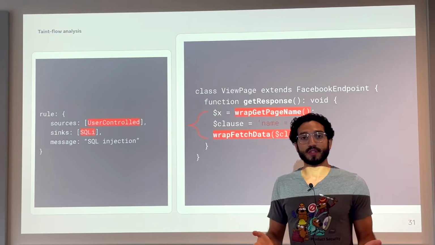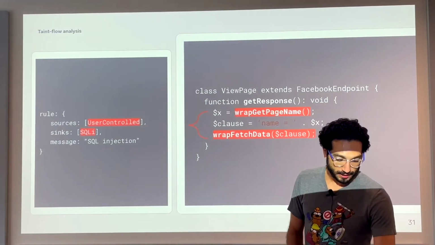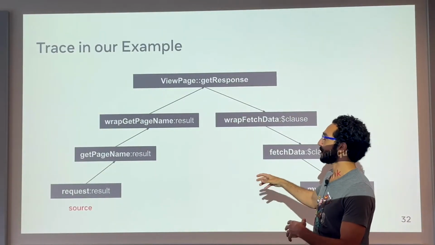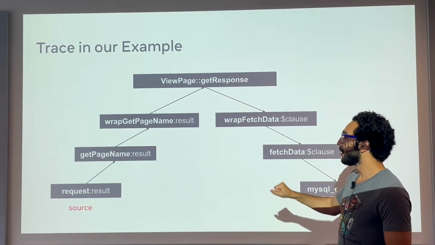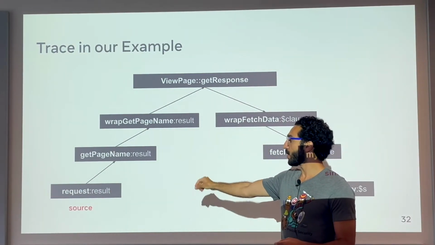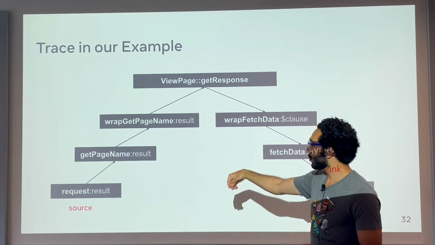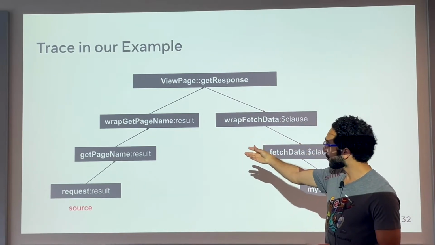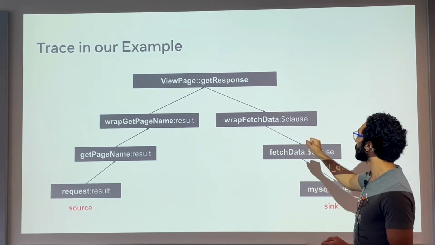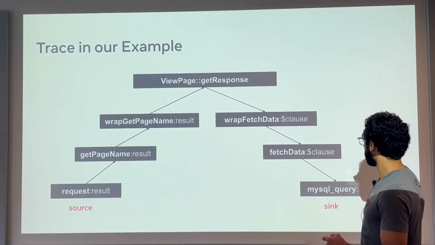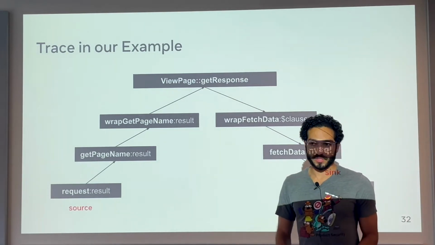To see everything in one slide, you have the trace here. A trace is how the data is flowing from a source to a sink. We start from the bottom left, request returns a source, which forwards that to get page name, which forwards that to wrap get page name, and in the root get response, we take that argument, pass it down until we hit our sink, the MySQL query sink here.